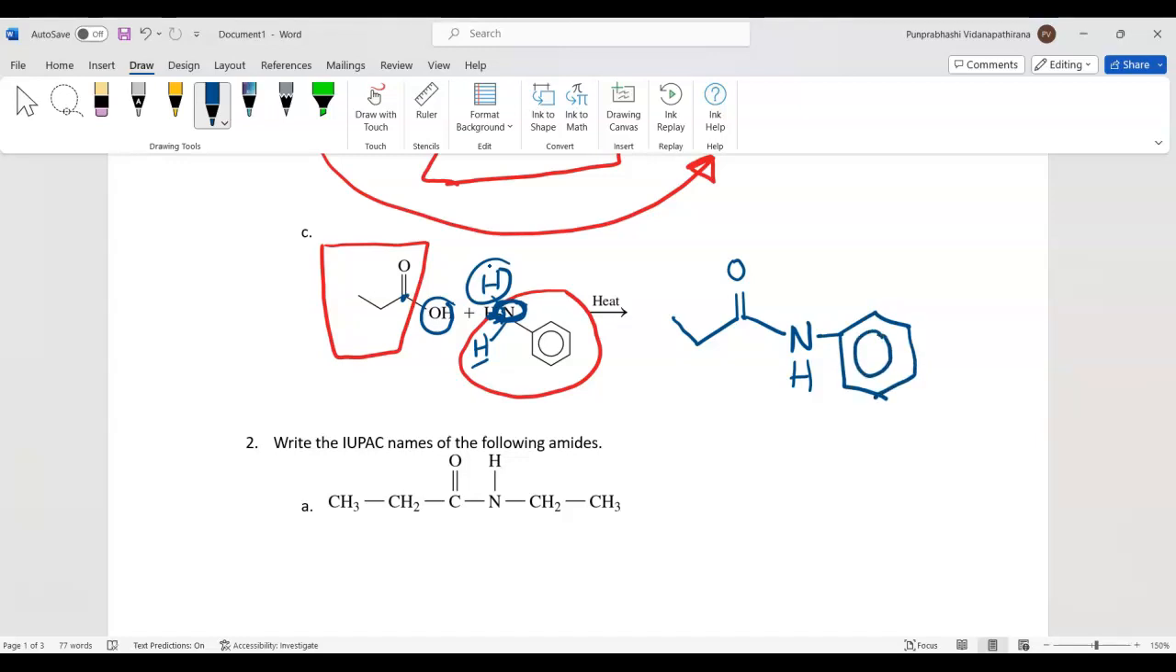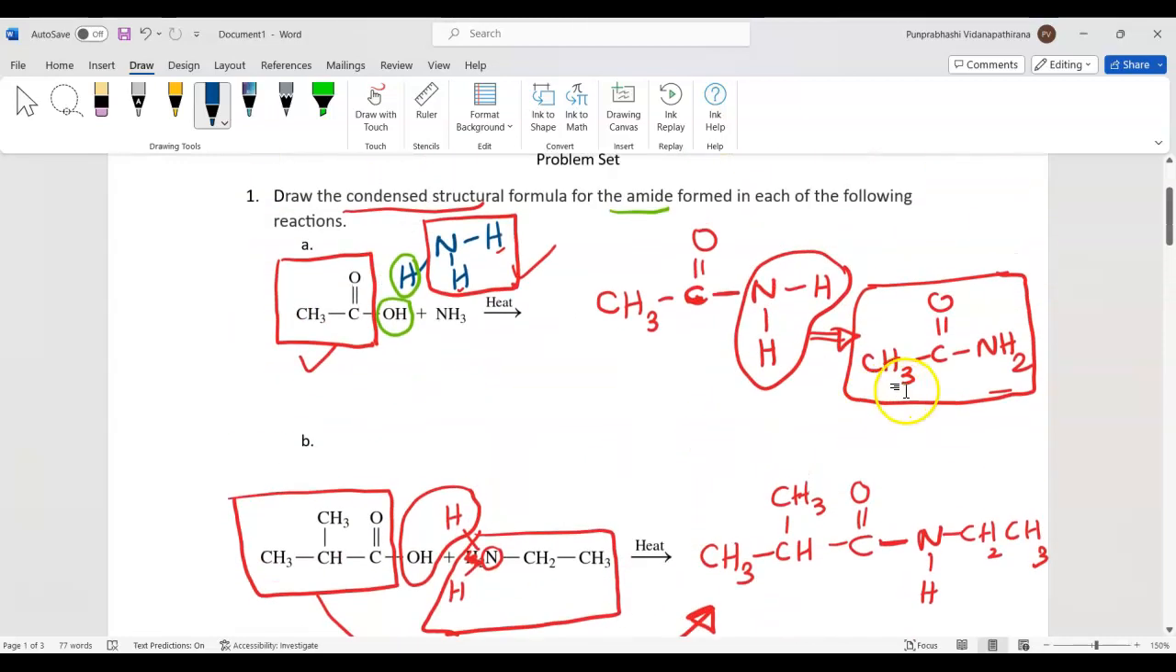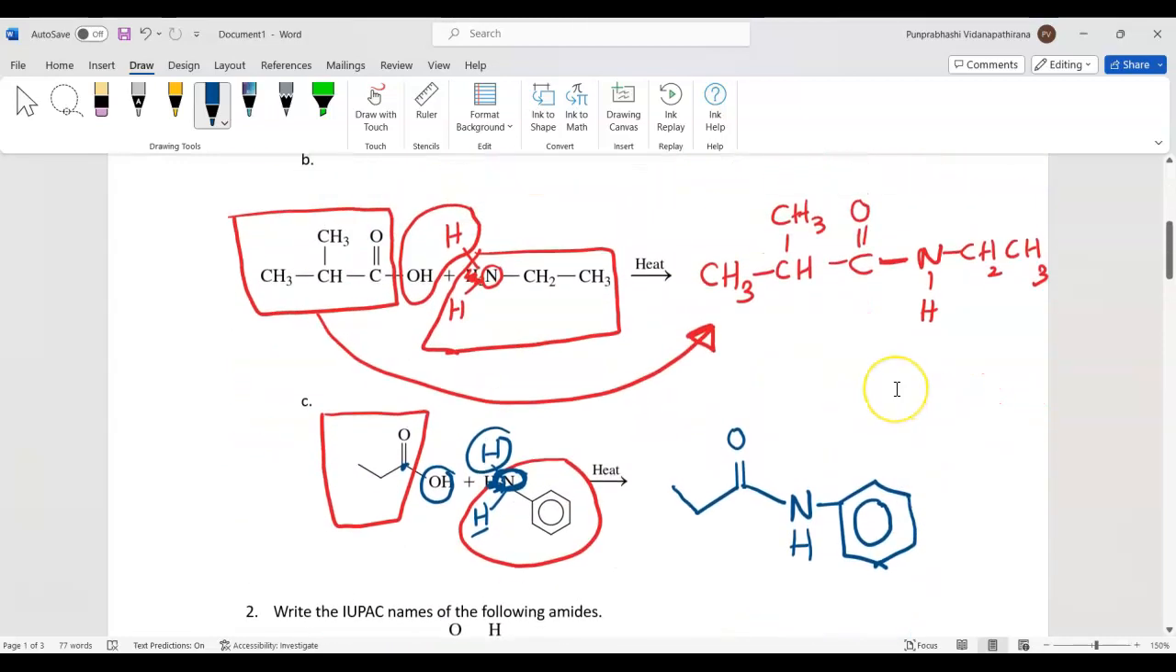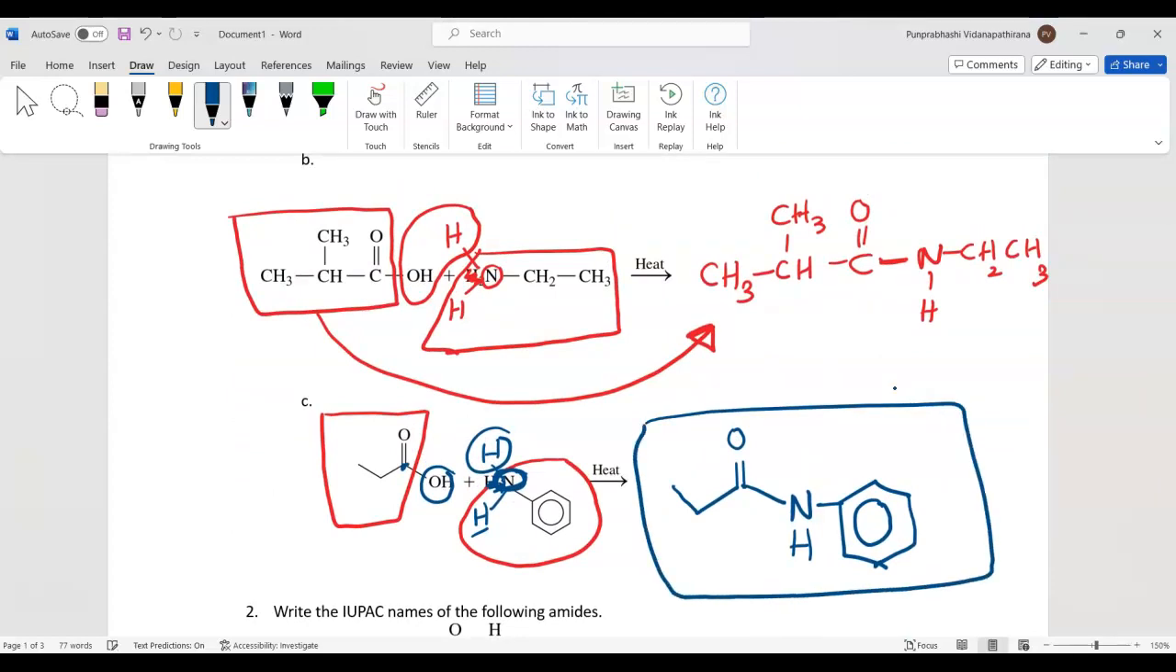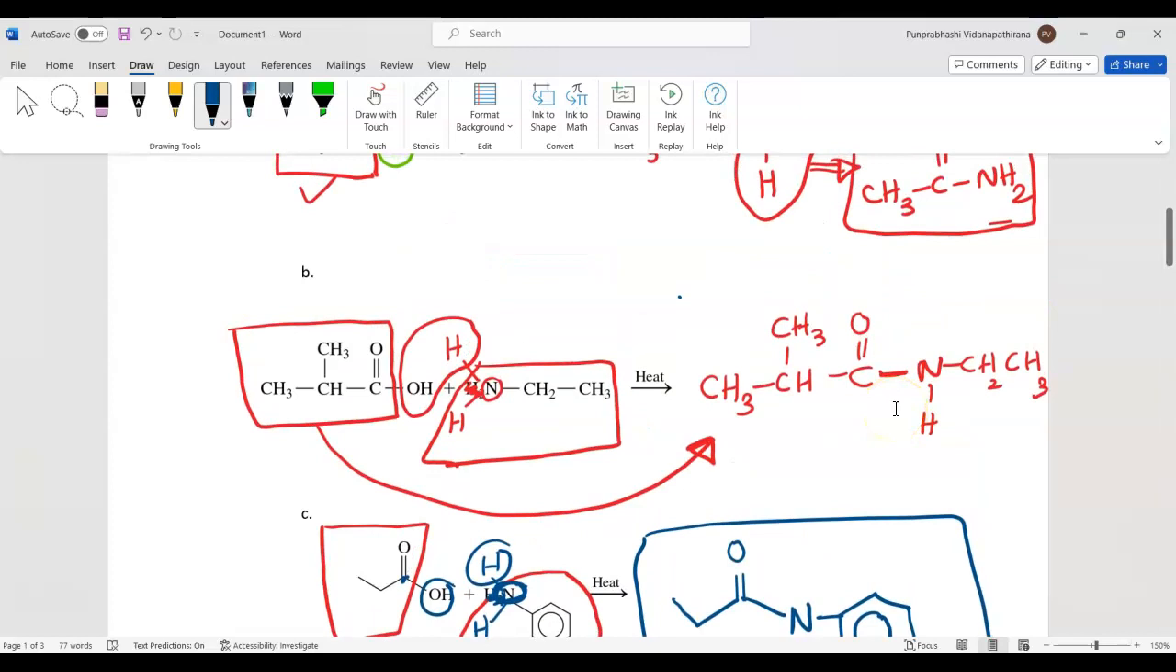So that's how the amide forms, by reacting the given carboxylic acid with this compound, aniline. So we have this new amide formed here. Those are the structures of amides. The answer is this one, and this is the answer for question B.